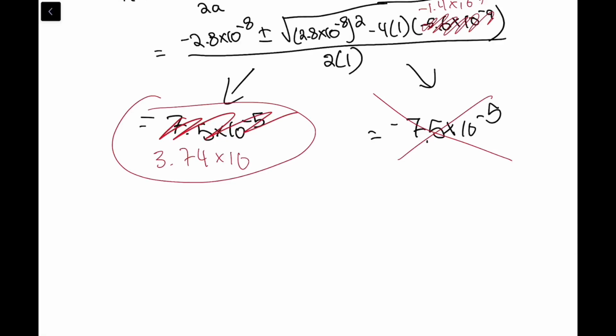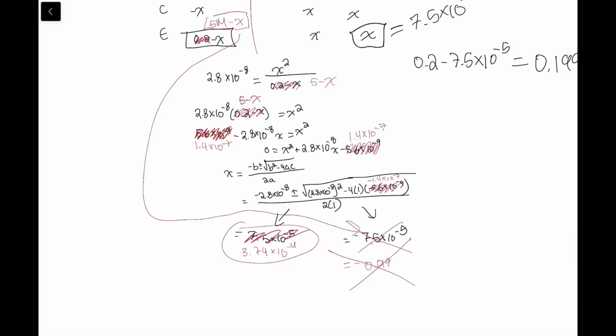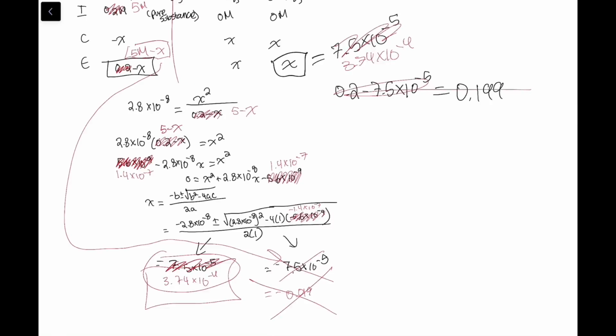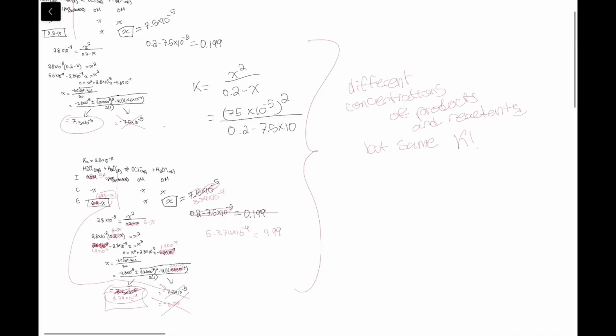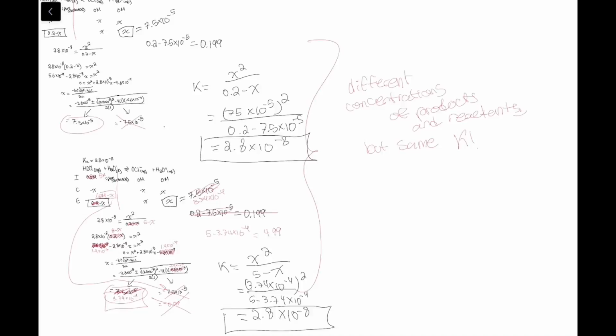Once we do this, the first one will be 3.74 times 10 to the negative 4, and the other one will be negative 0.019. And we're going to use the positive one so that it could be 5 minus x. This will change our values to 3.74 times 10 to the negative 4, and our other values to 4.99 at equilibrium. Now, although we have different product and reactant concentrations, we can do a quick math check to see if the K value for each is the same. So once we put the products over the reactants, we'll find that both have the same K value of 2.8 times 10 to the negative 8, which is the same as our original K value, meaning that no matter what, the equilibrium constant will remain the same even though we may have different concentrations.